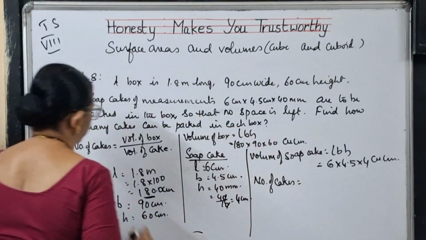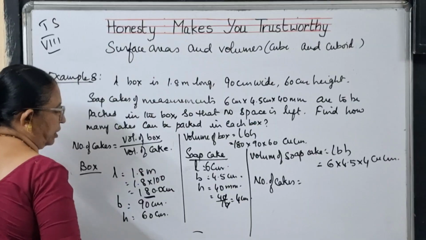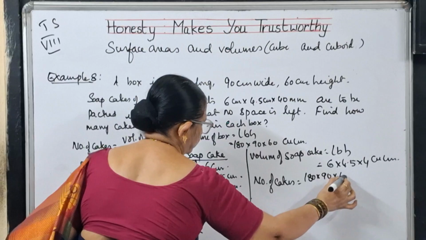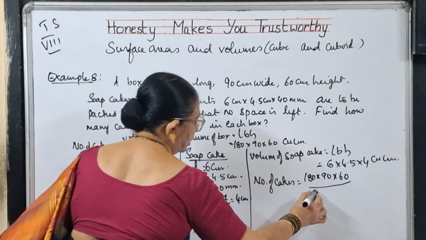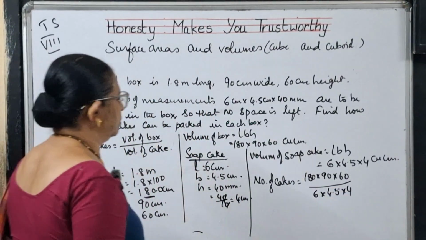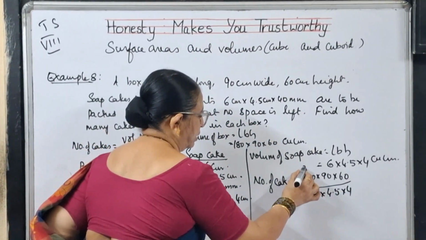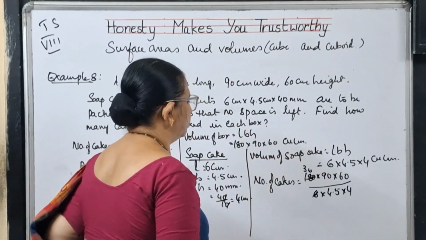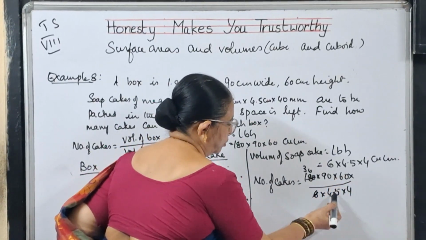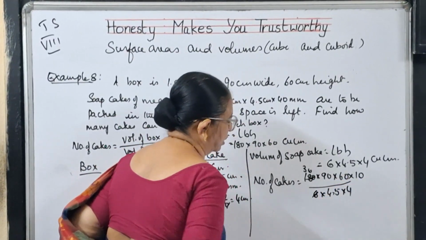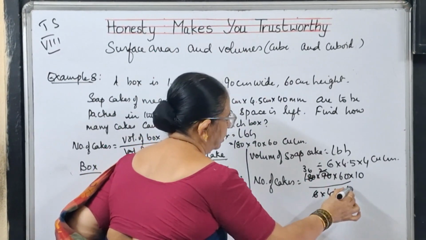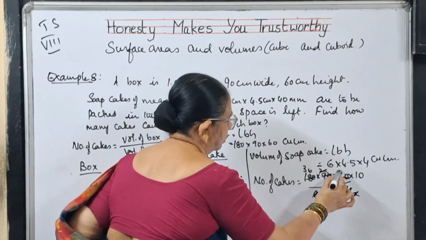Number of cakes is equal to volume of box by volume of cake. Volume of box is 180 into 90 into 60 by volume of cake 6 into 4.5 into 4. So 6 threes are 18. To remove the decimal point in 45, let me keep 10 so I can remove it.